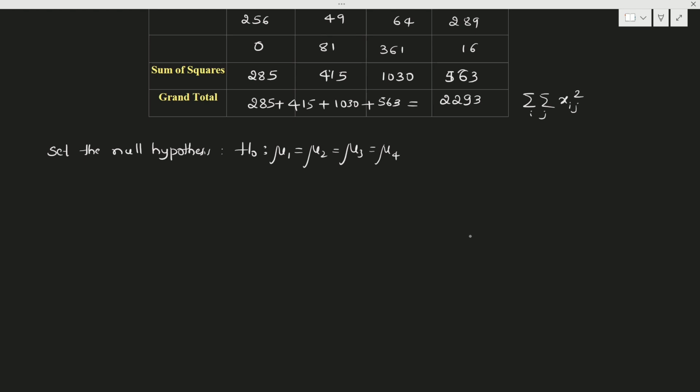Next is to find the correction factor. The correction factor CF has the formula CF equals T square divided by N. T square is what? Total T is minus 31, so minus 31 whole square, which we get from the first table, divided by the total number of observations. There are 4 columns, and each column contains 5 terms.